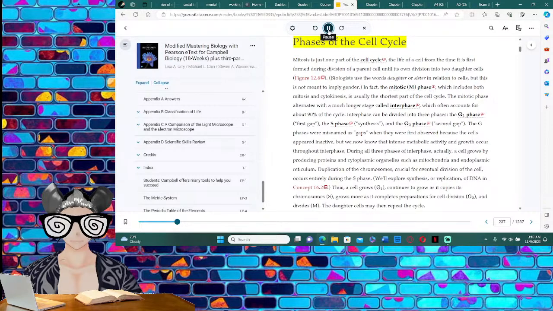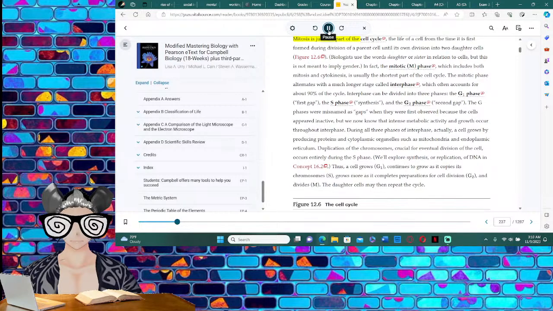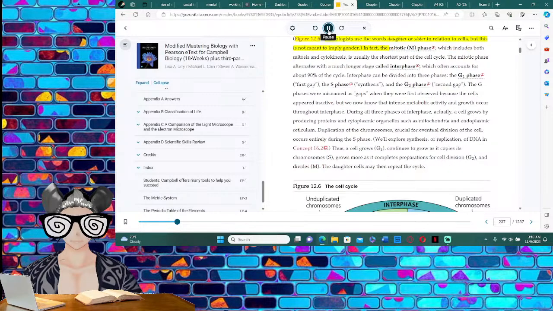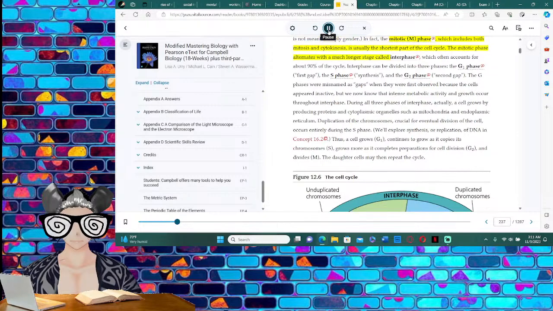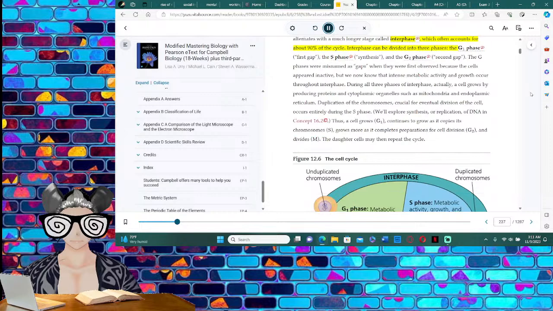Phases of the cell cycle. Mitosis is just one part of the cell cycle, the life of a cell from the time it is first formed during division of a parent cell until its own division into two daughter cells. Figure 12.6. Biologists use the words daughter or sister in relation to cells, but this is not meant to imply gender. In fact, the mitotic, M, phase, which includes both mitosis and cytokinesis, is usually the shortest part of the cell cycle. The mitotic phase alternates with a much longer stage called interphase, which often accounts for about 90% of the cycle.